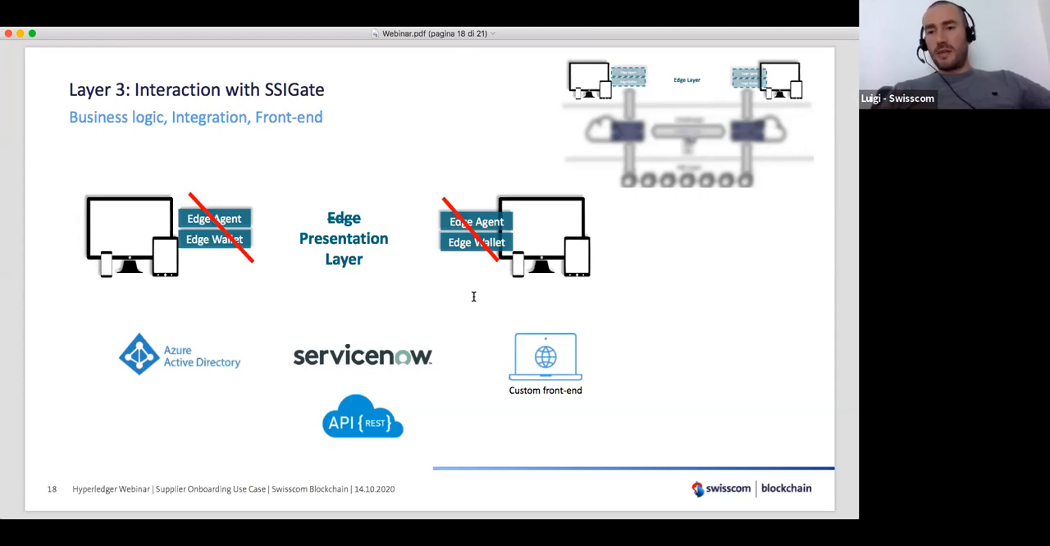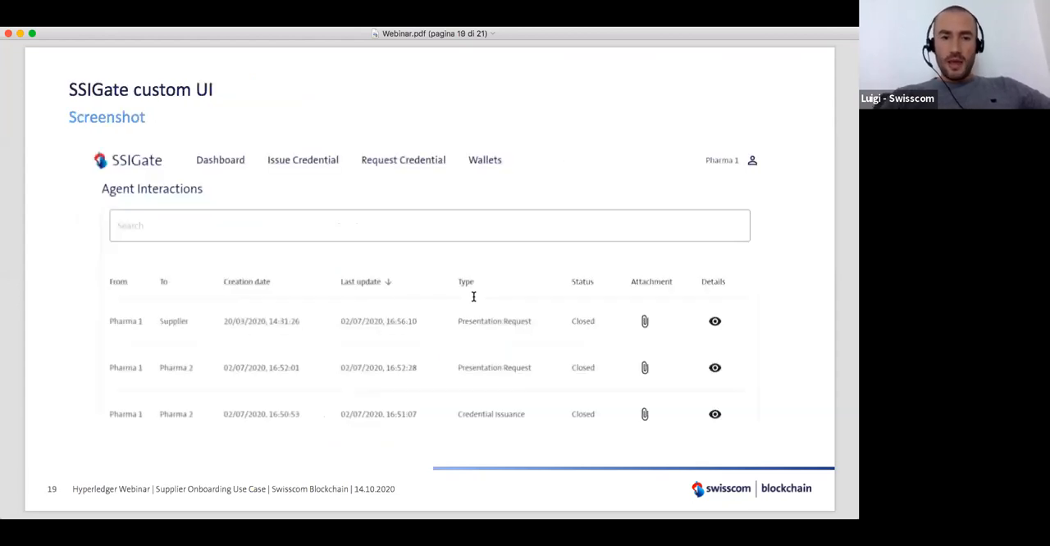And then eventually, some of the participants who are not willing to integrate the solution through REST API, but would like to start using it in order to understand the benefit, we also provided a very simple front end. For example, for the supplier to easily interact with the platform. And this is a very simple screenshot of the front end that we provided. This is a very basic version. I would call it MVP 1.0.